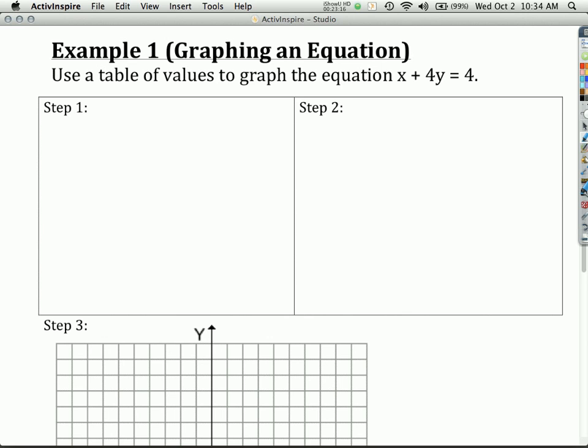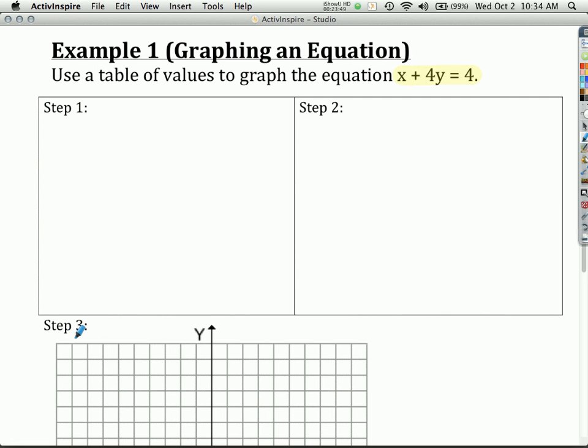The equation we're going to graph is x plus 4y equals 4. I have set up my workspace with 3 different areas. I did that on purpose so that it would be easy for you to follow along. You should do that for the first 1 or 2 that we do. You don't have to draw boxes. I have a computer that does that for me. But you should have step 1 labeled. There should be space for step 2 and then step 3.